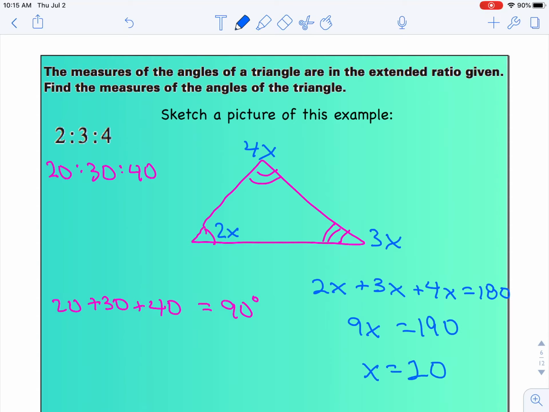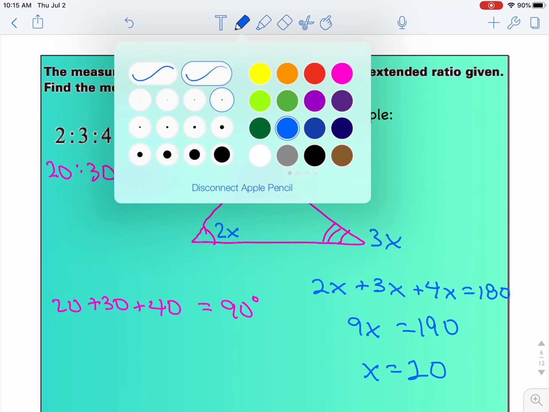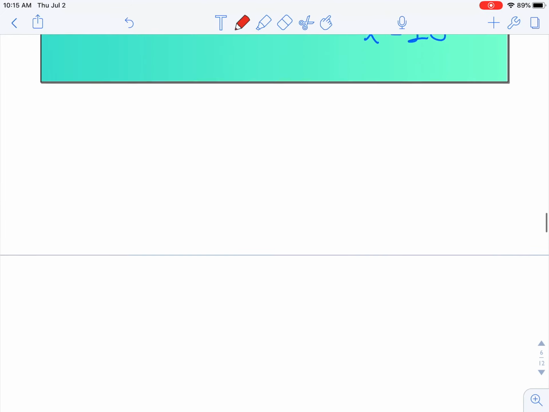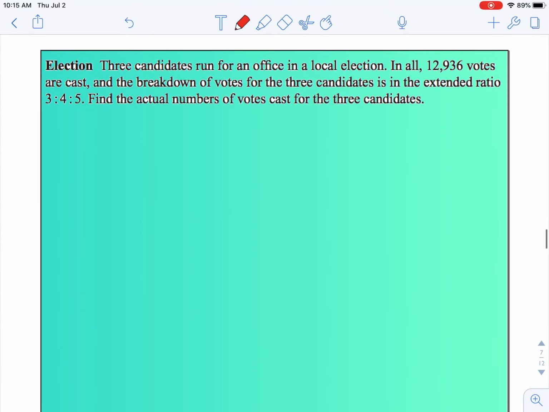That's our multiplier. So that means our angle measures are 2 times 20, or 40 degrees, and we have 3 times 20, or 60 degrees, and then we have 4 times 20, which would make this 80 degrees. And so now we have 180 total. Now, this is the same exact thing we just did with the angles.